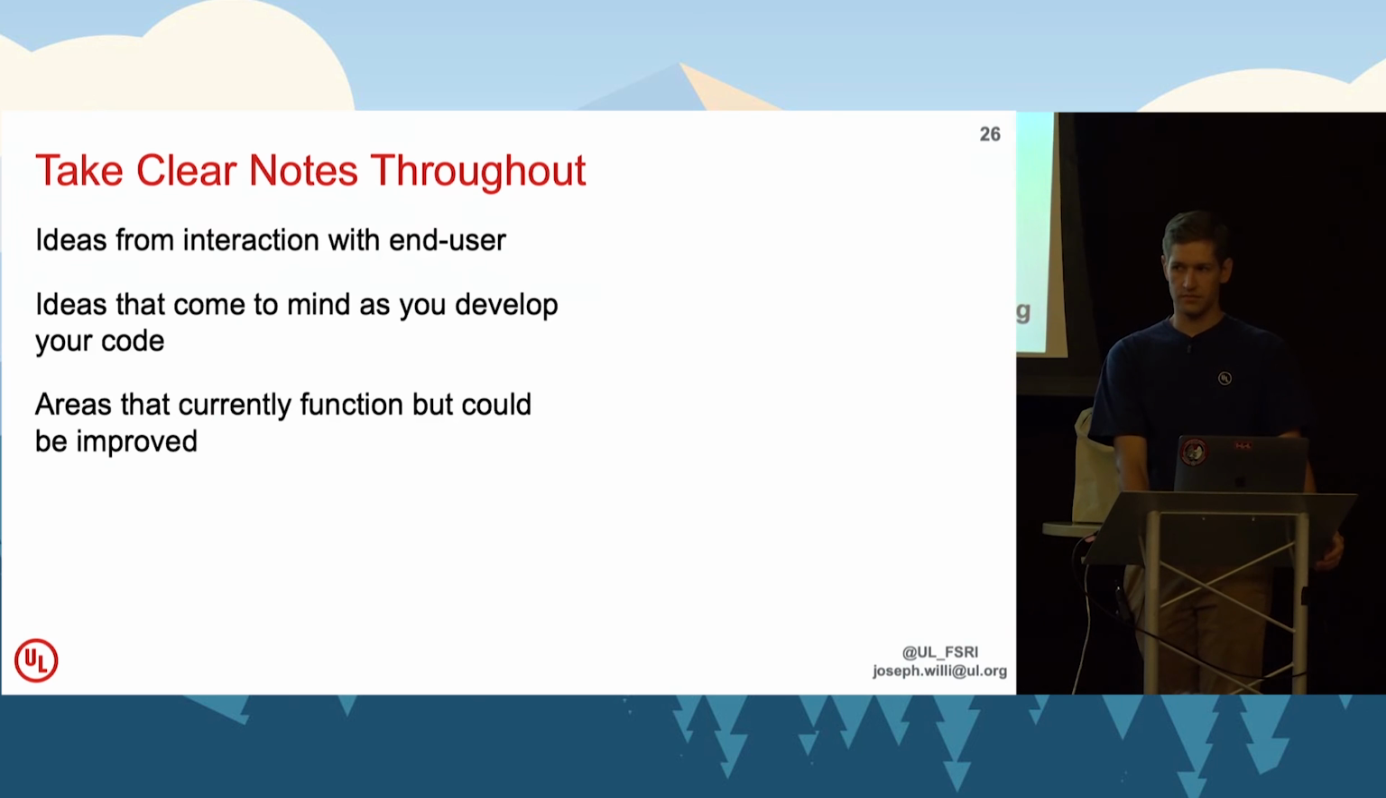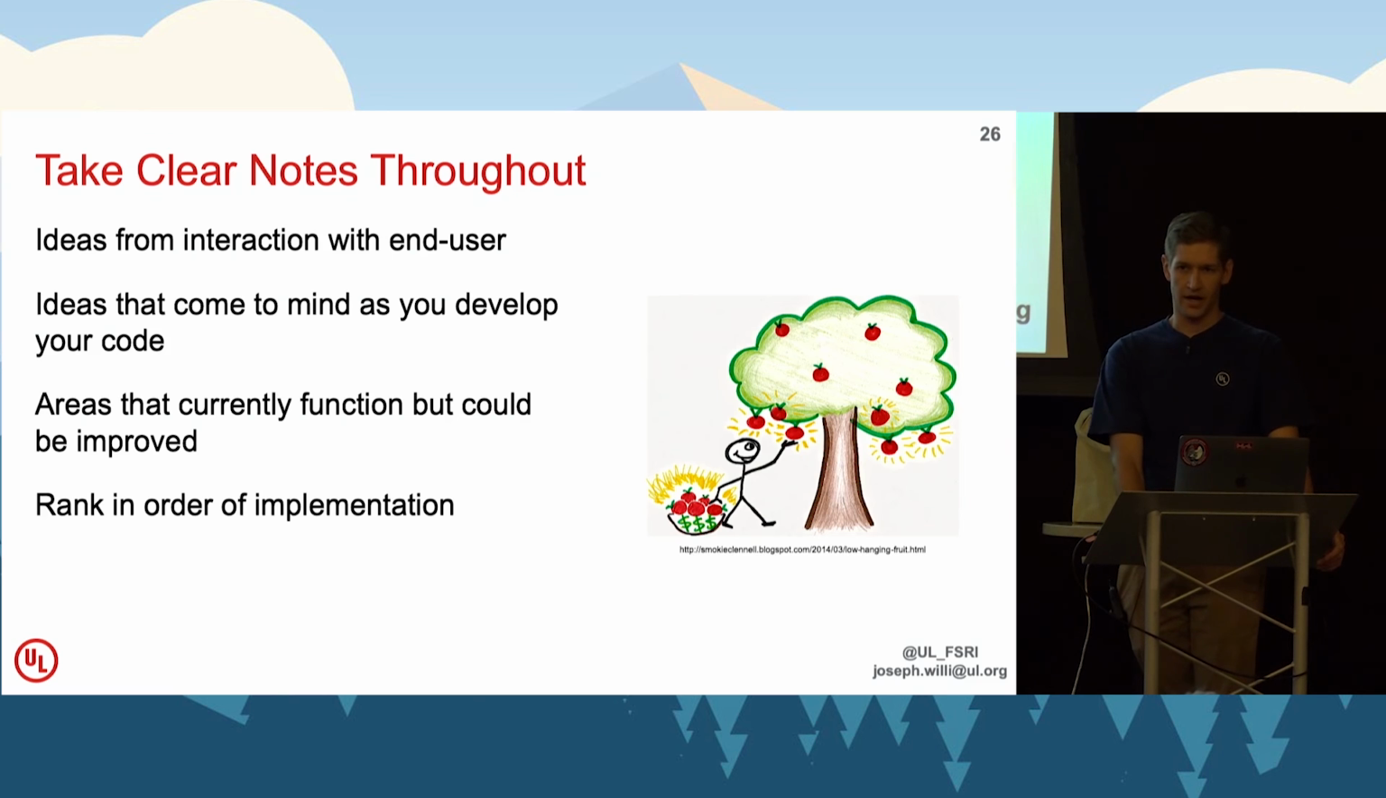And anytime you create something that works, but you know that it could be drastically improved, be sure to make a note of that. And then as you're going about, make sure you rank them in order of implementation so you can start with the low-hanging fruit and then work your way up.